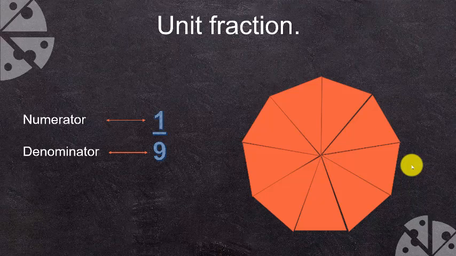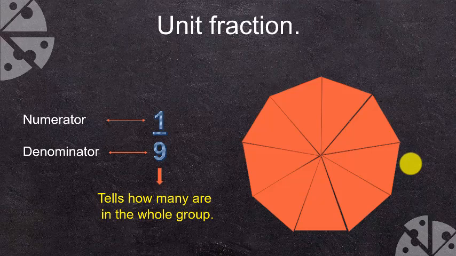Okay, the denominator tells you how many are in the whole group, or the unit, how many parts you divided it into. The numerator tells what part of the whole group we are talking about.